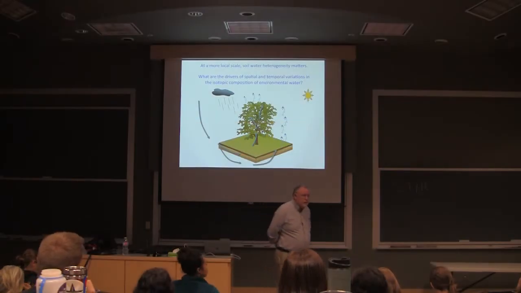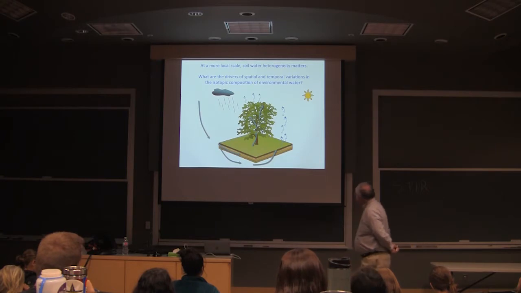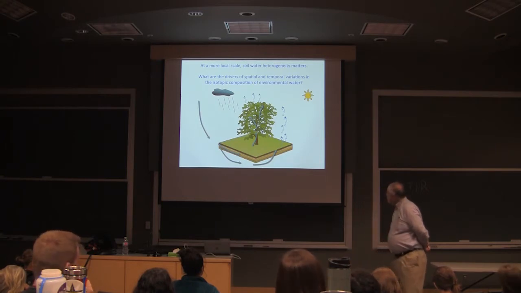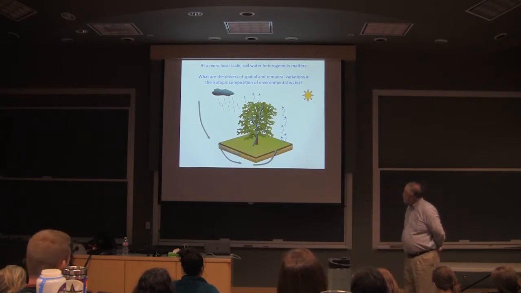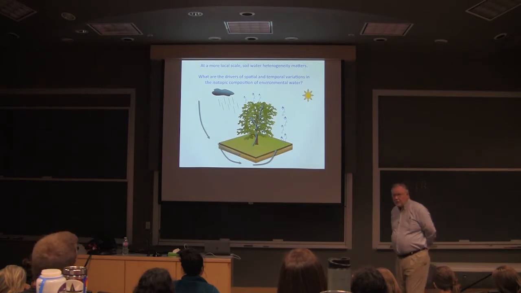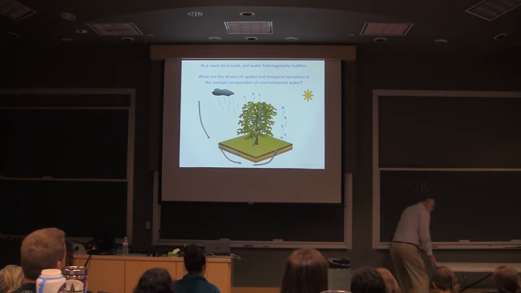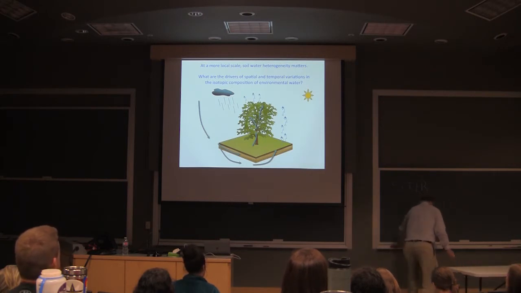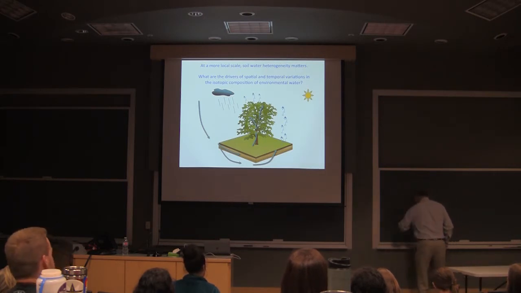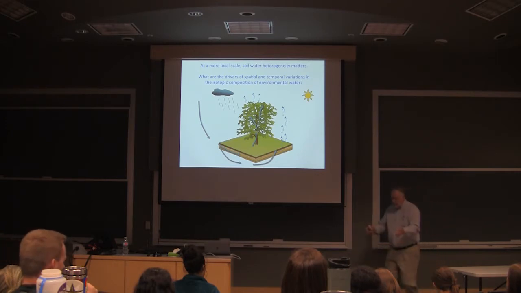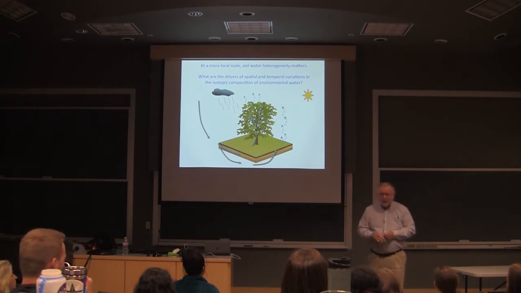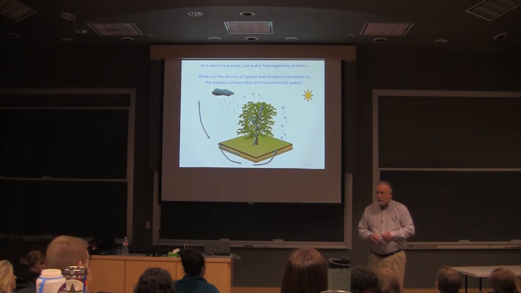at this more local scale for plants. What are the drivers of spatial temporal variation in the environmental water that a plant is going to see? And I'll just write a few things on the board as you yell them out. Plants. What's going to cause, for this little plant which is growing right outside, variation in the isotopic composition of the water it sees?